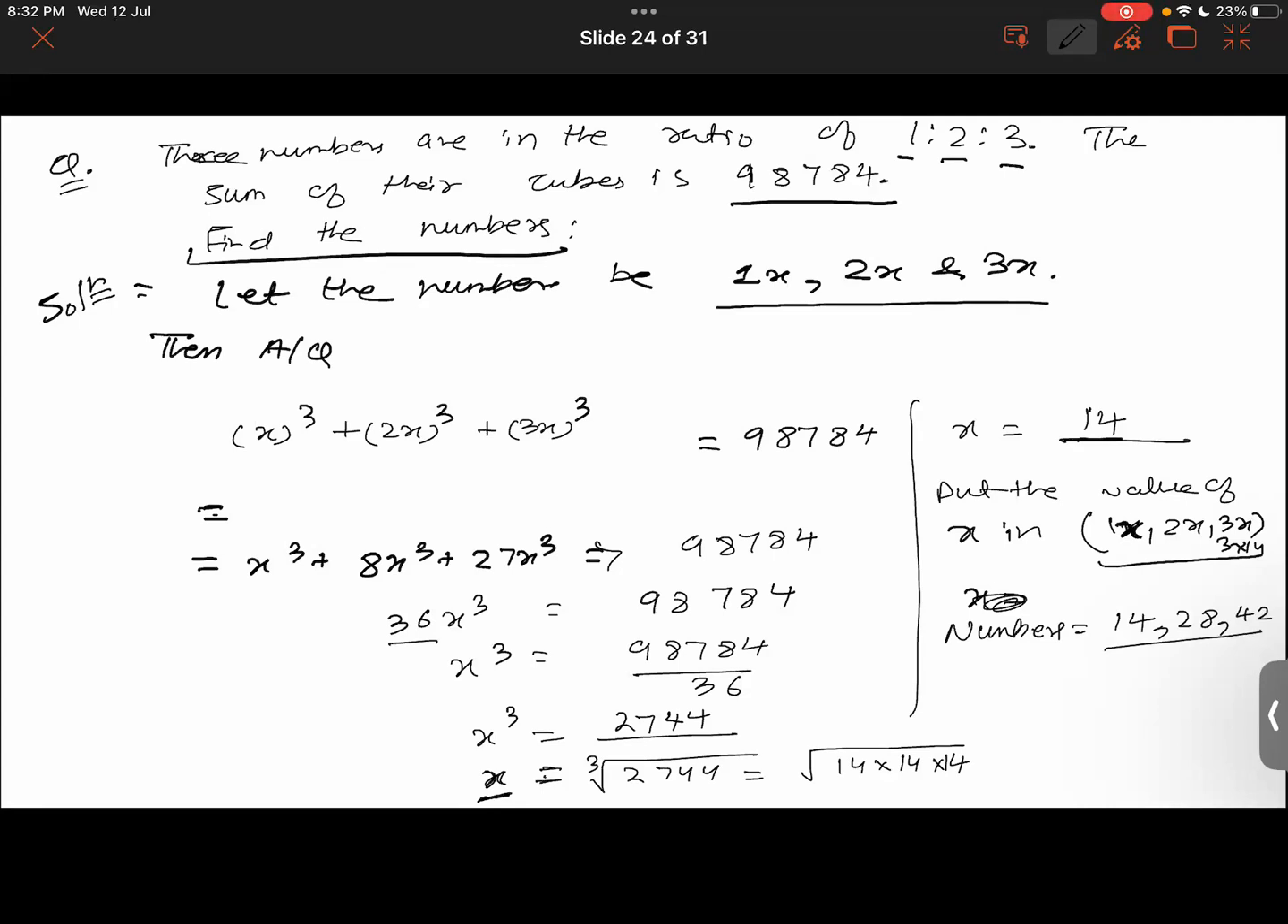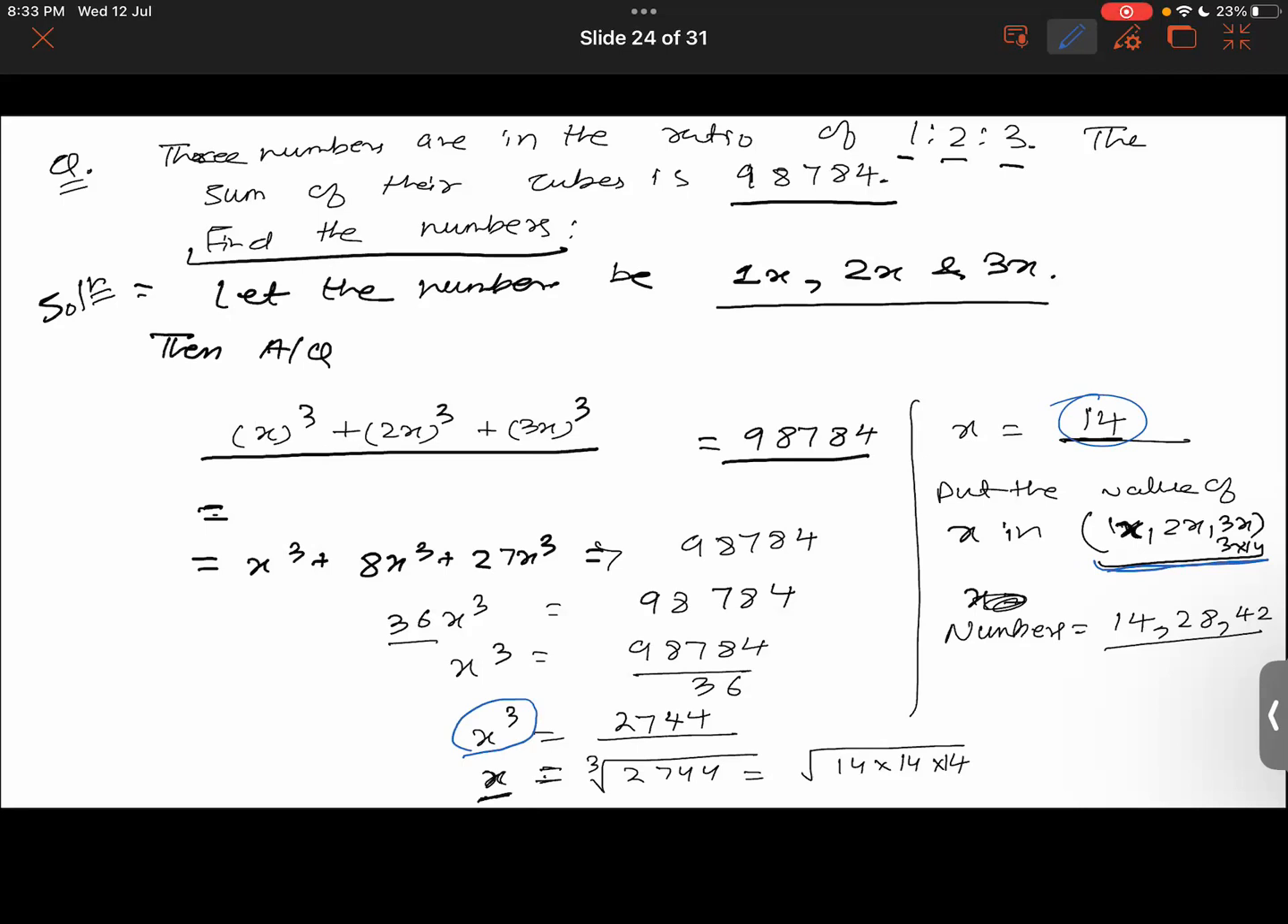Okay, have a quick look at the steps here. We just added the cubes of the three numbers and equated it to this. Upon solving, we found out x cube to be 2744. Then the cube root of the number is 14 here. Now just put it in x, 2x, and 3x. Then you will get the required answers. I hope that's clear to you guys.